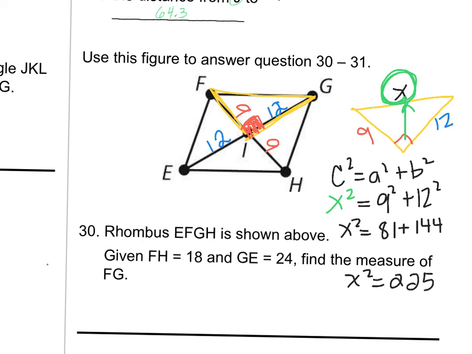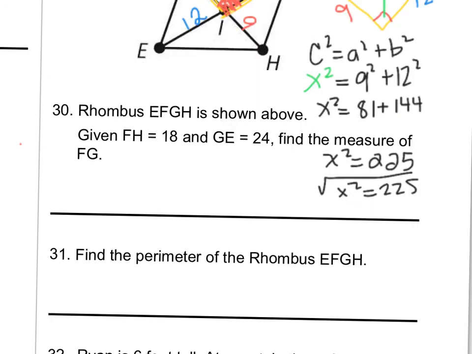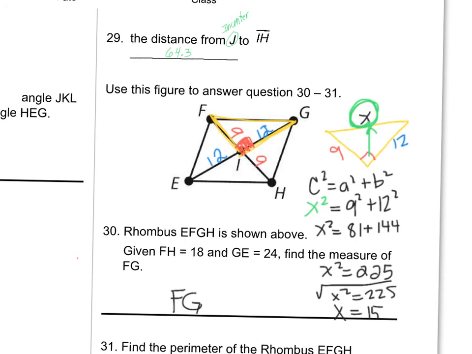To remove the square, we need to square root both sides. So X squared equals 225. When you remove the X squared, you end up with X equals 15. So that would mean that the measurement of FG, which we just found, X is 15. So we were really looking for this one. So X equals 15. So FG is equal to 15. We found FG.